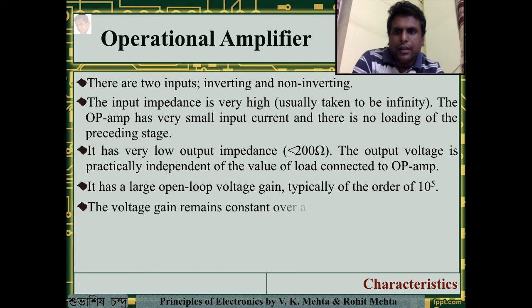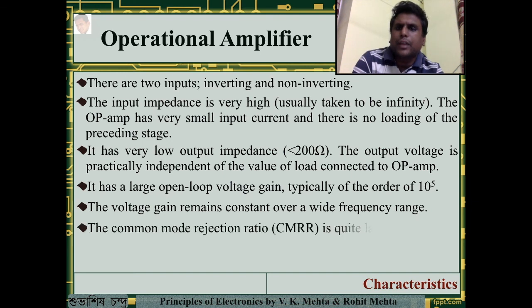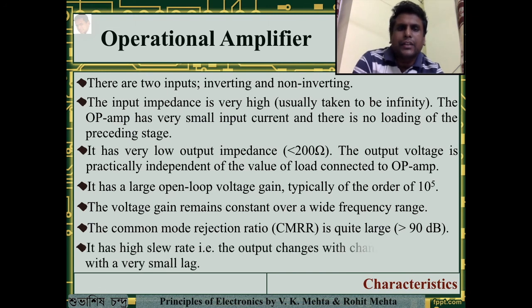It has a voltage gain which remains constant over a wide frequency range. The CMRR is quite large. It rejects most of the common mode signals and it has a very high slew rate, that is, the output changes with changes in the input with a very small lag. That is, the output changes quickly as the input changes.